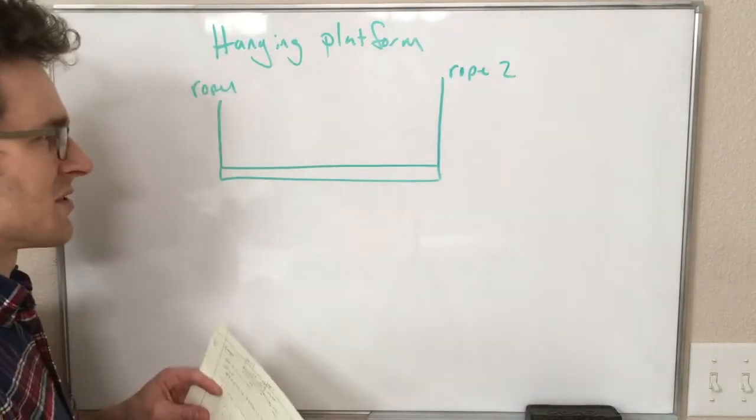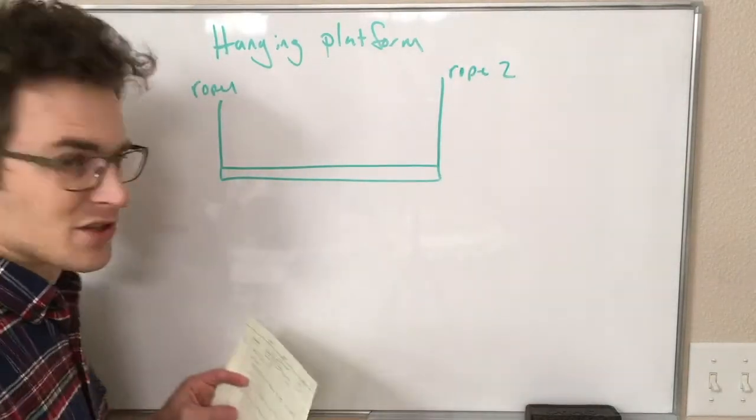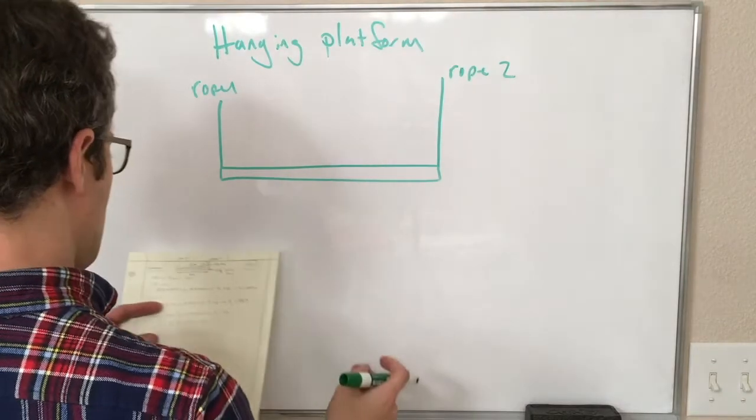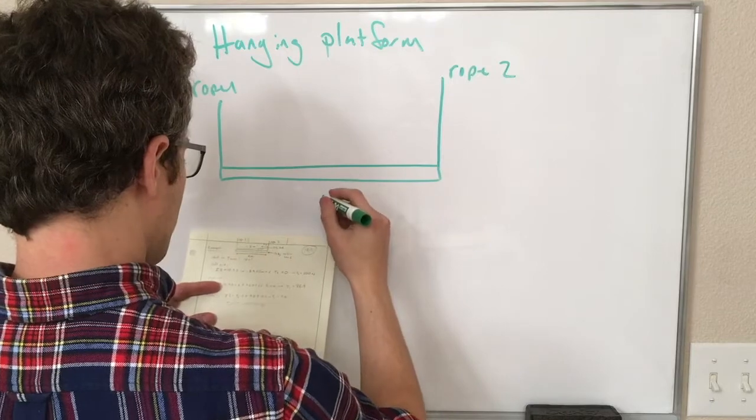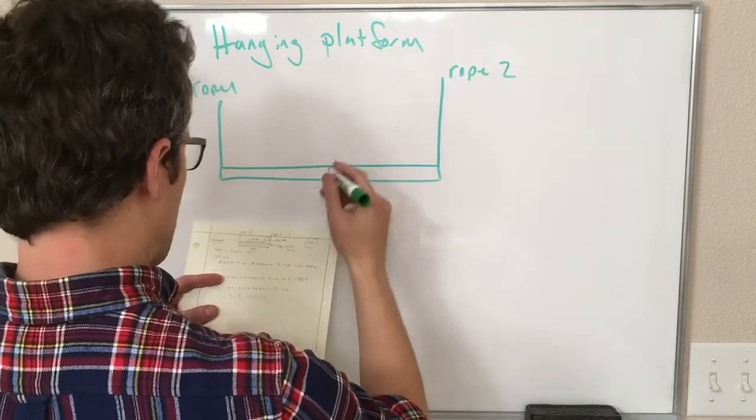Sometimes in textbooks this is given as the window washer scaffold, but I can't remember the last time I saw a window washer on a platform, but I guess it probably still happens.